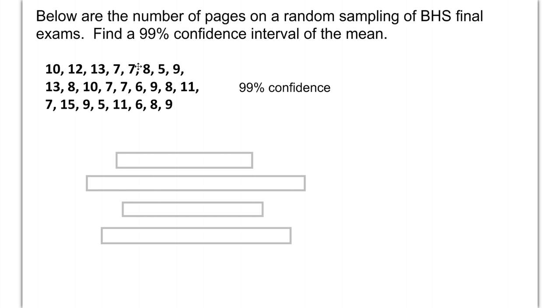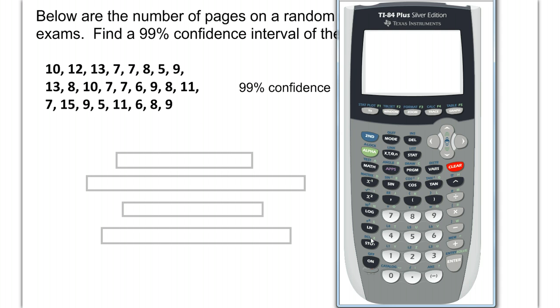So instead of figuring out what x bar is, what sx is, what our n is equal to, things like that, our calculator has a handy function built in. Before we can use that, we should go to our stat list. So we go to stat edit, we clear our list 1, and in our list 1 we're going to pop in all of these data values.